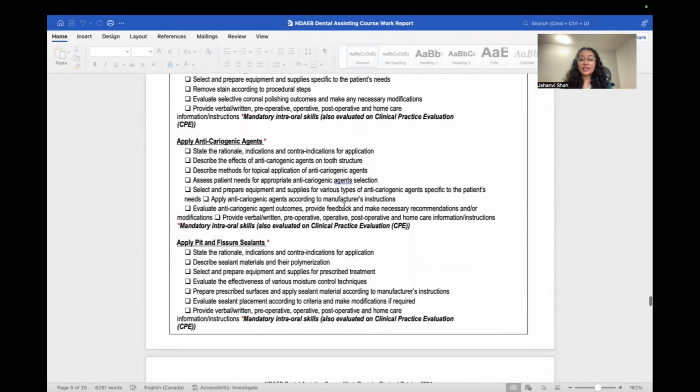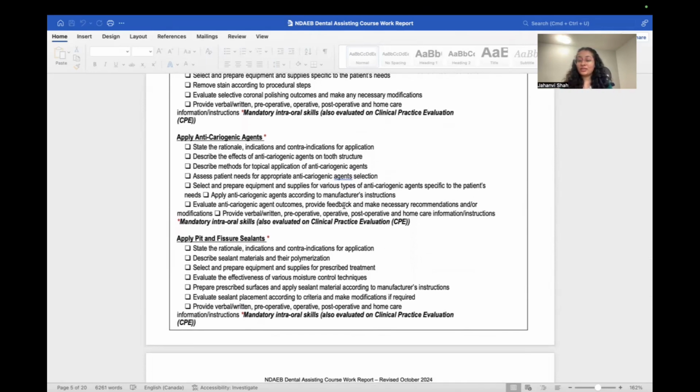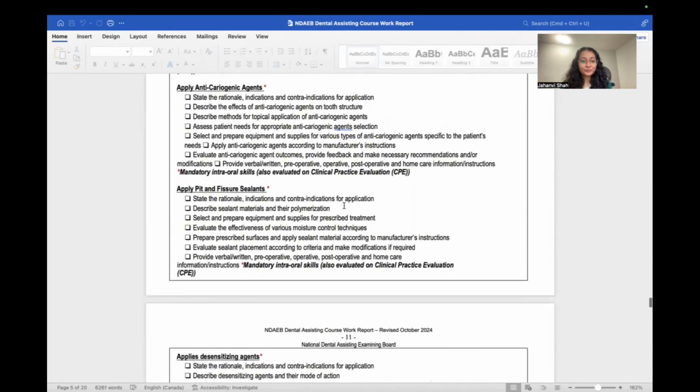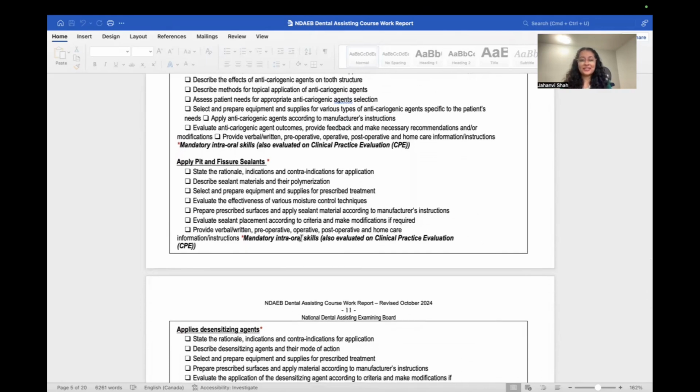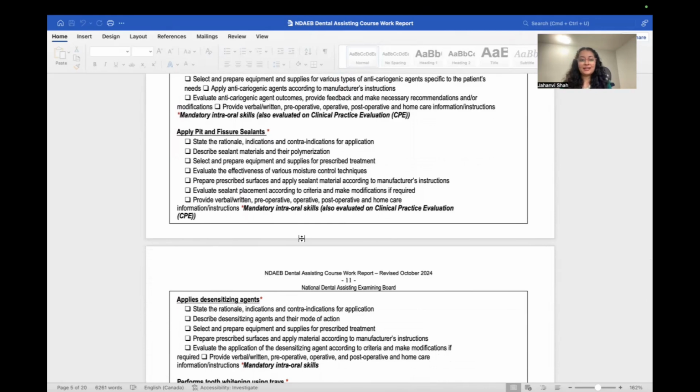Applying the anti-cariogenic agents, again one of the most important things. It is tested on the clinical practical evaluation to apply fluoride. It was one of the anti-cariogenic agents. I believe we studied them in public health dentistry and maybe one more, I'm not sure which, but definitely public health dentistry. Applying pit and fissure sealants, again one of the CPE skills.